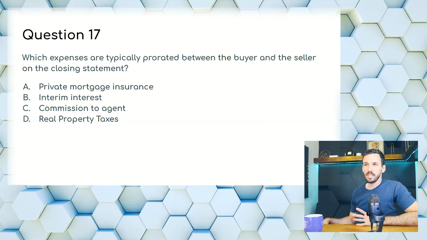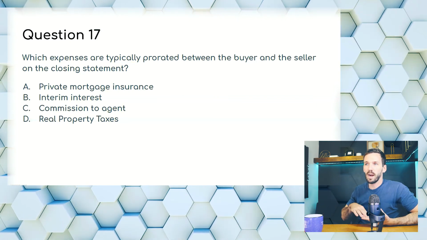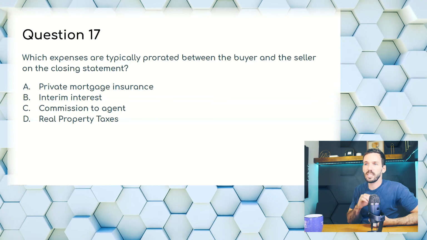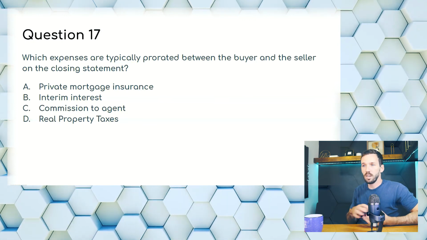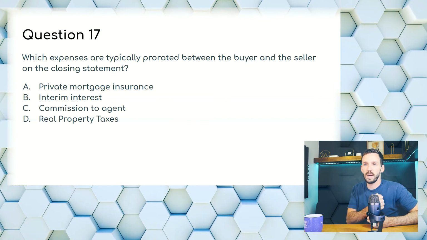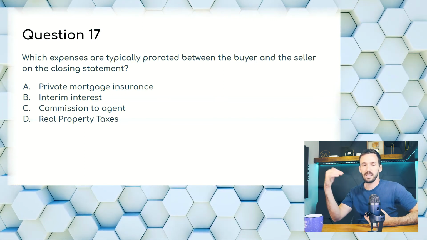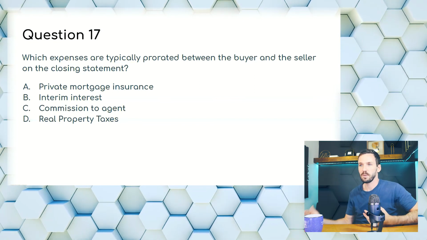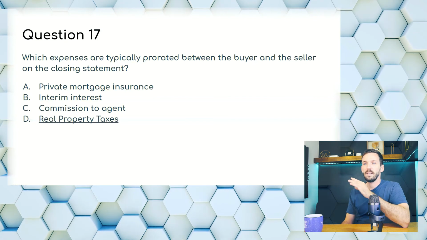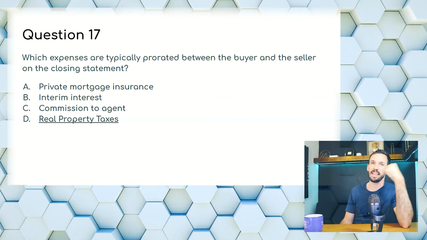Question 17. Which expenses are typically prorated between the buyer and the seller on the closing statement? Private mortgage insurance, or PMI, interim interest, commission to an agent, or real property taxes. So prorated is when you typically break something up by the amount of days it's owned by somebody, right? So rent would be an example of that. It's not an answer, but taxes are, and we've already done a few examples. D, real property taxes. The buyer pays for the days they own. The seller pays for the days that they own.